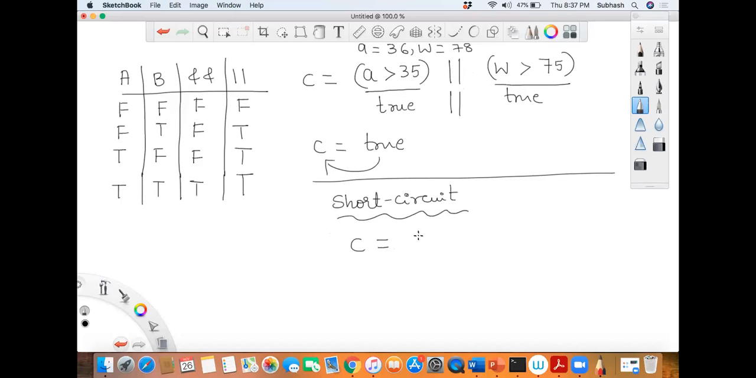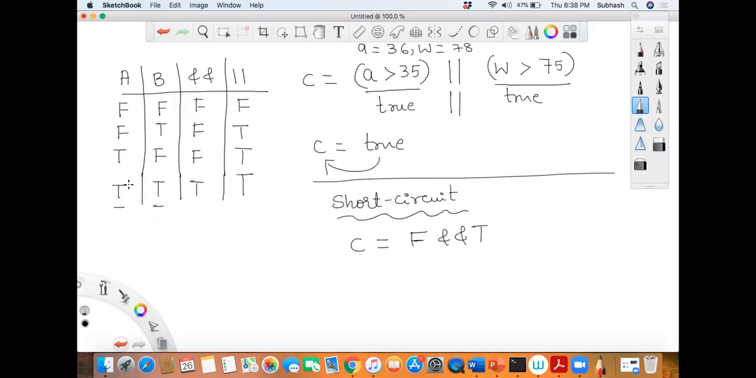Suppose C is equal to false AND true. Assume we have two expressions like this. The moment the compiler sees the left hand side of the AND operator, what is the left hand side of the AND operator? It is false, right? If you see this table over here, if either of the one is false, everything is false, yes or no? If you want this expression to be true, both A and B have to be true, yes or no, guys?